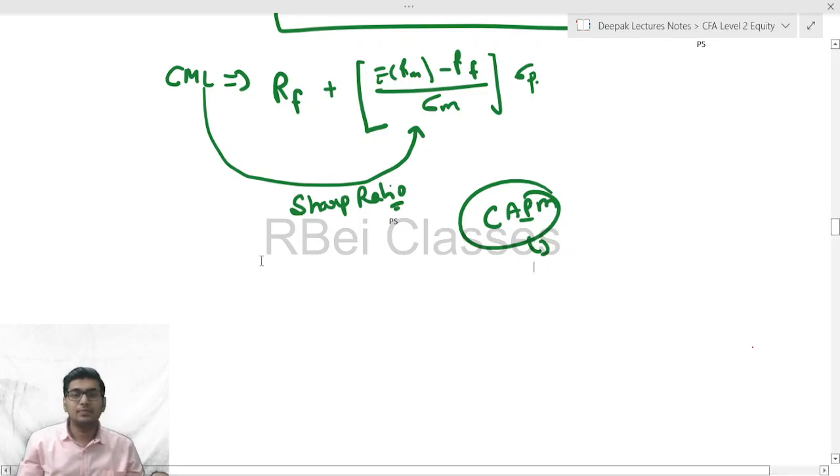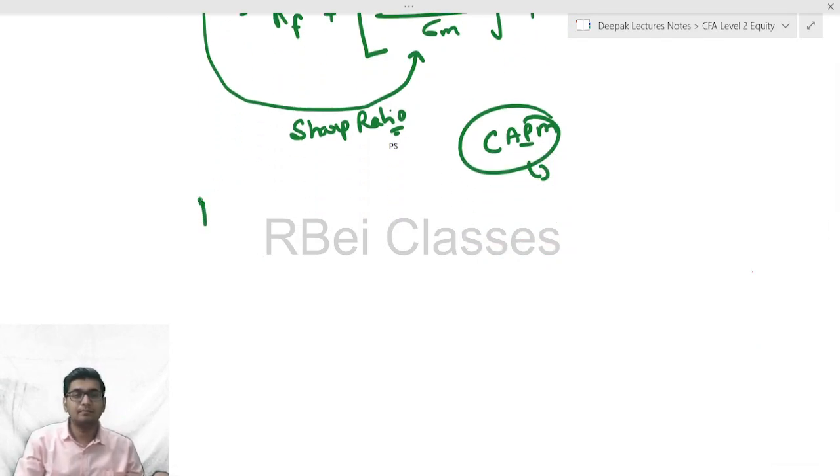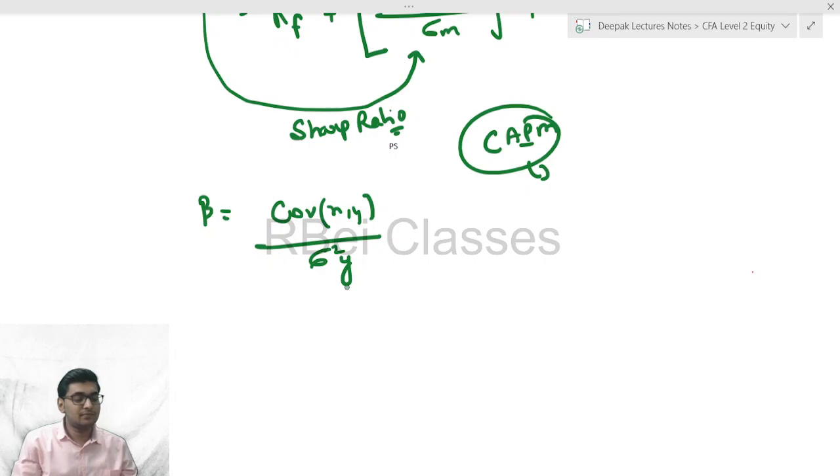Clear? Then we can calculate the beta. Beta is the covariance of X and Y divided by the sigma square of Y. Or you can do it with the help of the correlation: correlation multiplied by the sigma of X divided by the sigma of Y. Clear? You can calculate the beta either with the help of the covariance or with the help of the correlation.